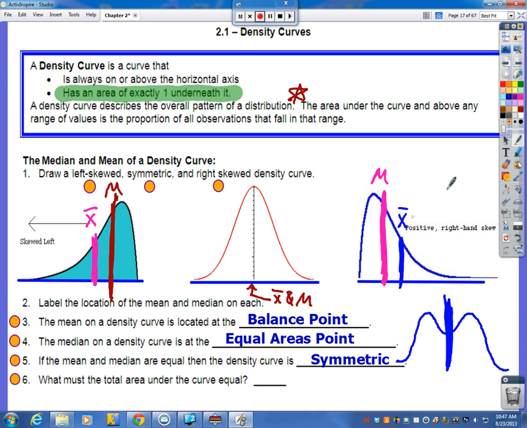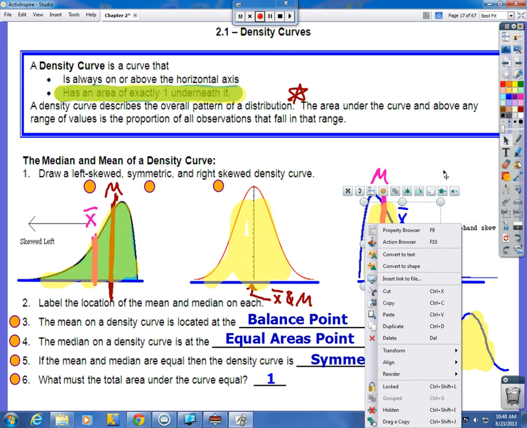What must the total area under the curve be? So we're talking about how much area there is underneath this curve. Again, this is one of the main properties of a density curve. And again, it must be exactly 1 or 100% all the time. Okay, if it's more than 1, if it's less than 1, it's not really a density curve.